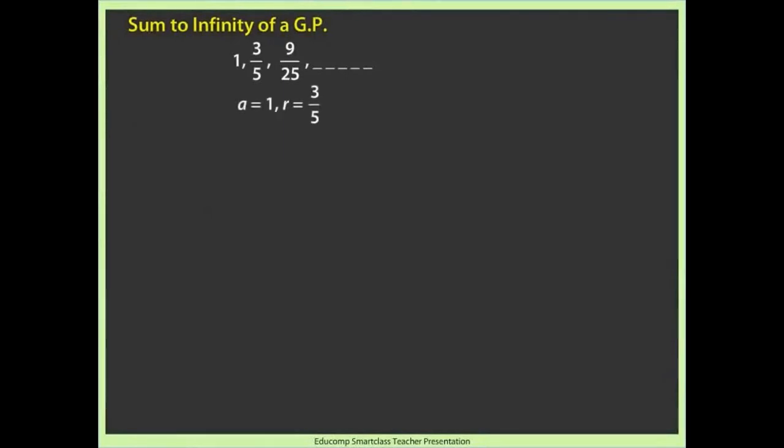Here a is equal to 1 and r is equal to 3 over 5. Therefore, Sn is equal to (1 minus (3 over 5) raised to n) over (1 minus 3 over 5). This is equal to 5 over 2 within brackets 1 minus (3 over 5) raised to n. Let this be equation 1.